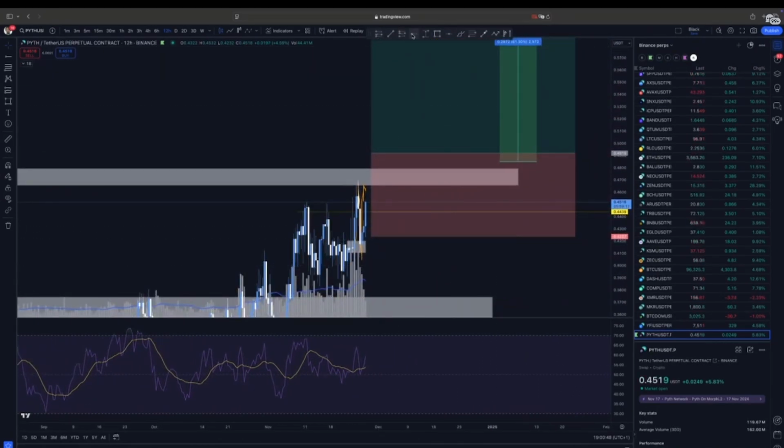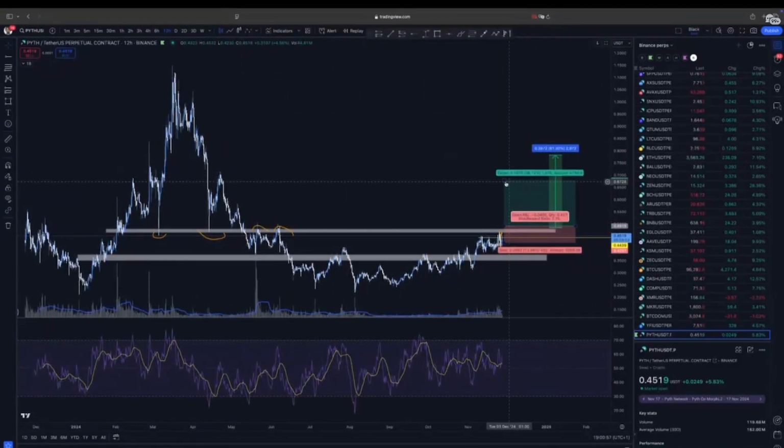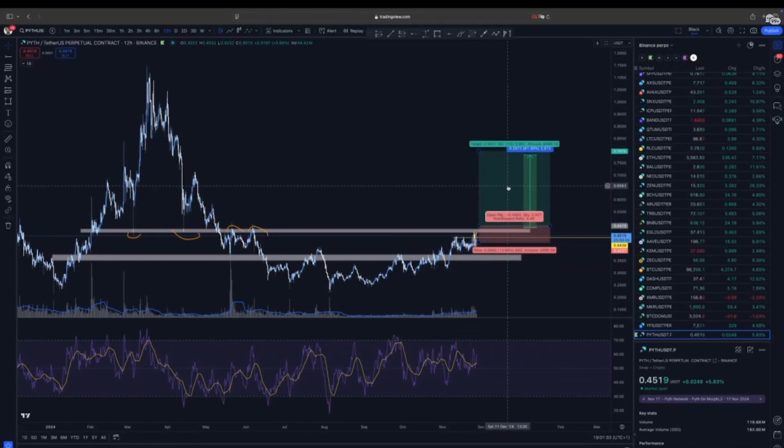We're swinging it, so what I would do is probably have a DCA right here where the yellow line is. For me, that works. And then swing it right up here. That'd be the play right there.